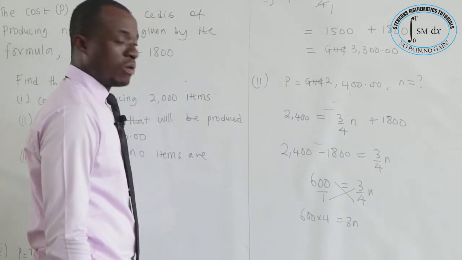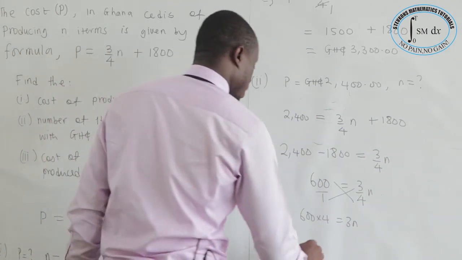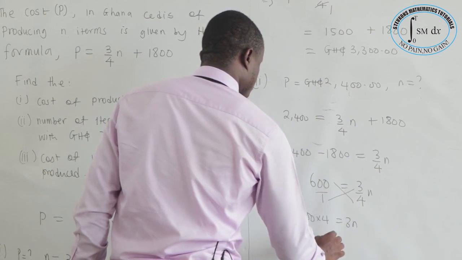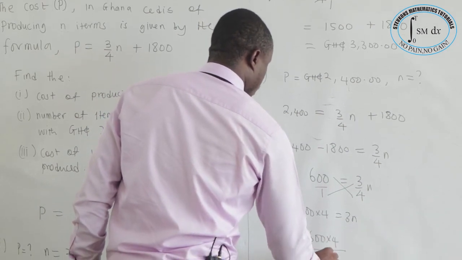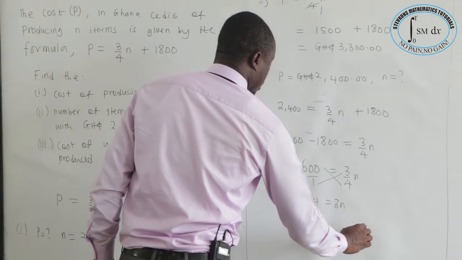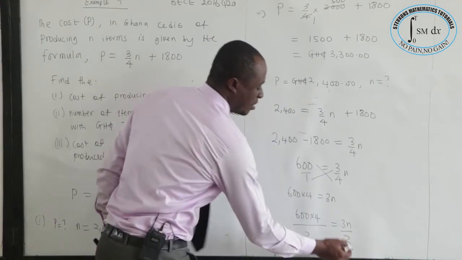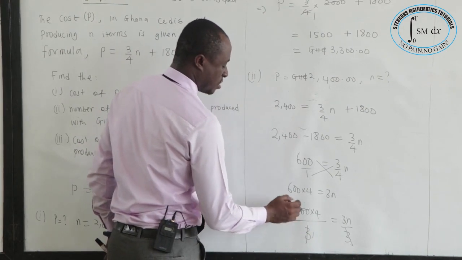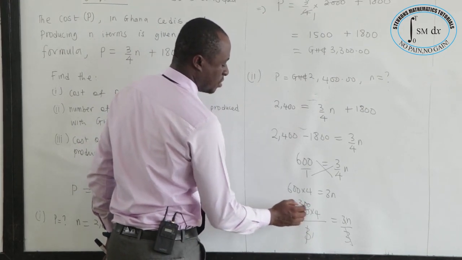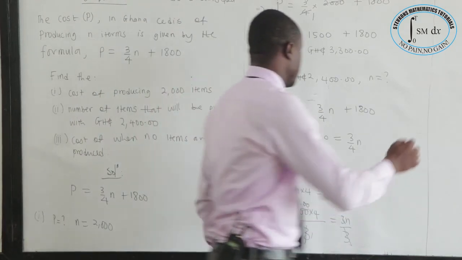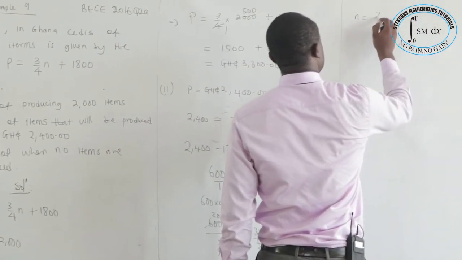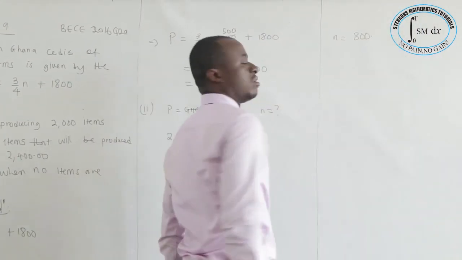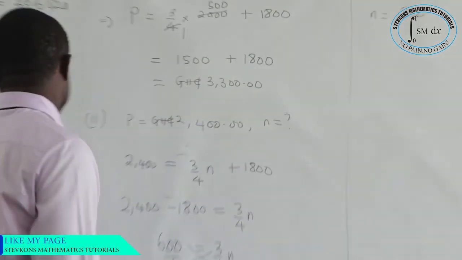From here, I want to find N. So I can divide through by 3. So 600 times 4 all over 3 equal to 3N all over 3. Now this 3 will cancel out that 3. 3 will go into 600, that is 200. Now what is 200 times 4? So the number of items will be 800. Now let's see the last one.